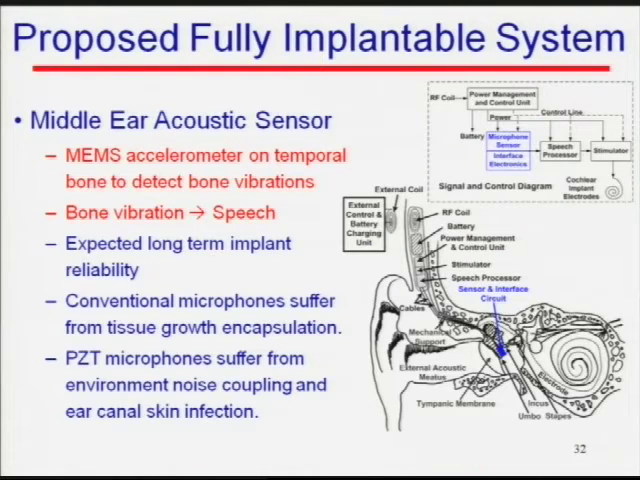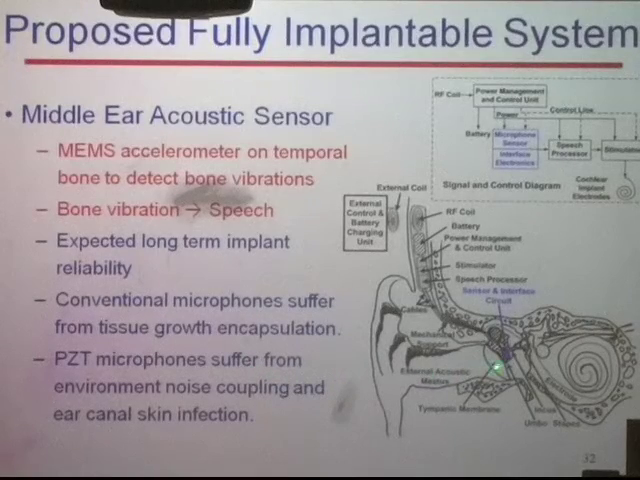So the proposed system picture is an old drawing that I borrowed from Dr. Ko, probably drawn maybe 25 years ago. Back then, you didn't use PowerPoint, you used hand drawing, and a lot of artistic skill was required. But anyway, what we want to do here is build a middle ear acoustic sensor. This is the ear canal, this is the tympanic membrane, we call it the eardrum, and this is the bone inside the middle ear.